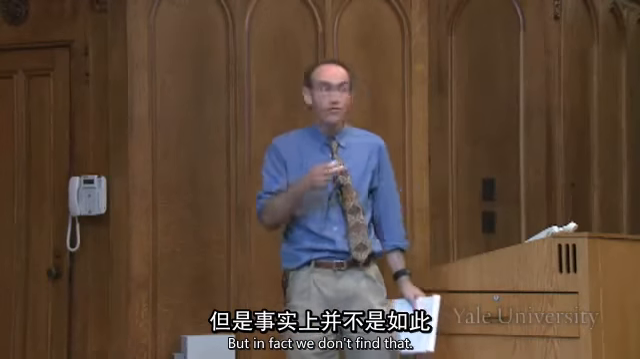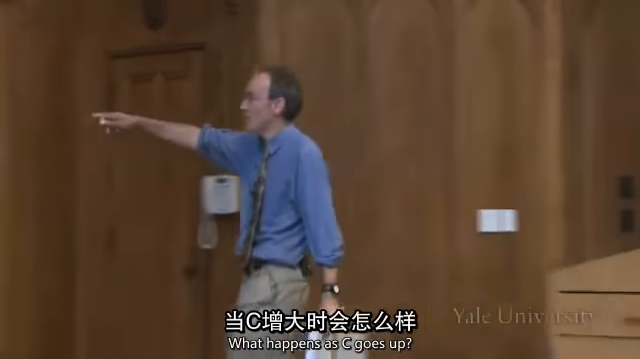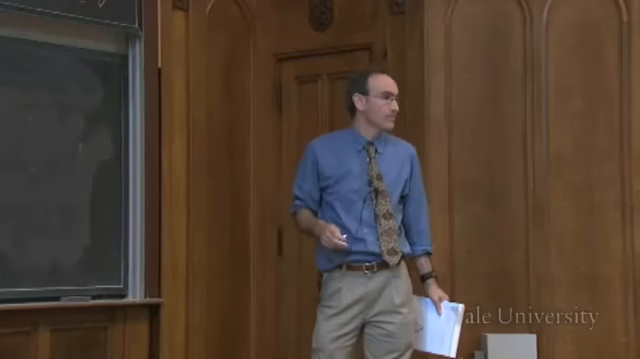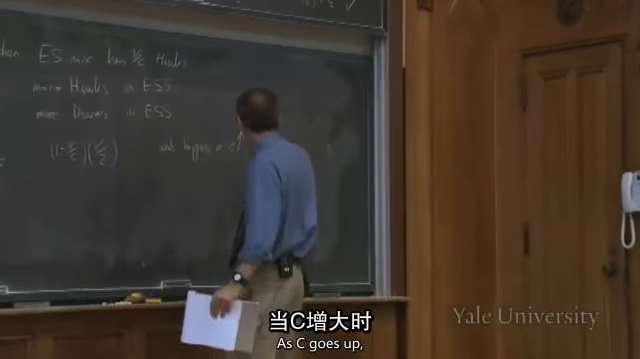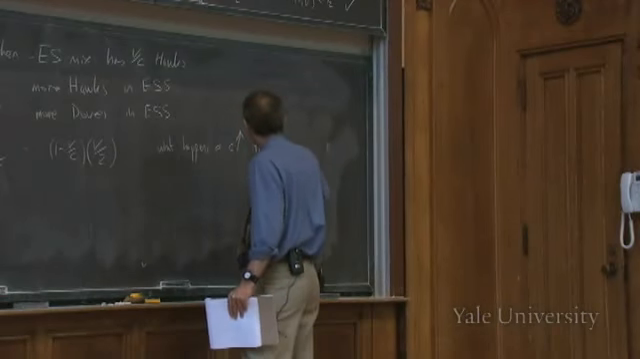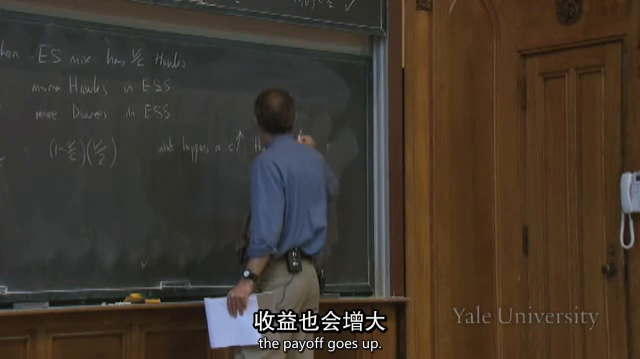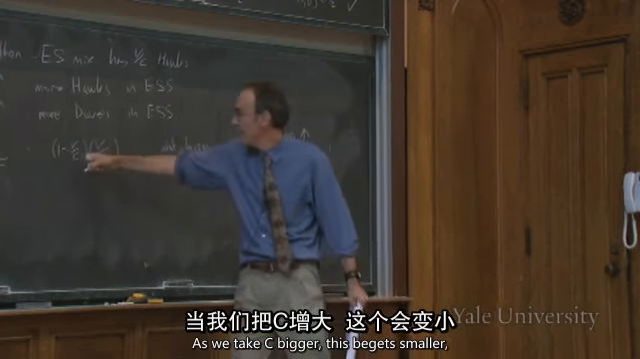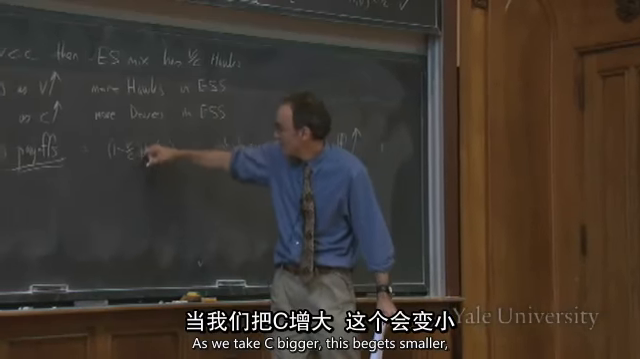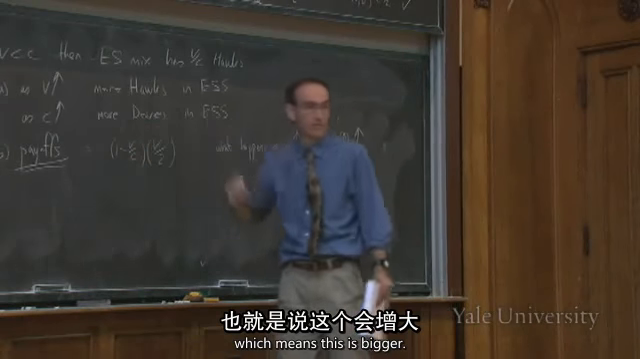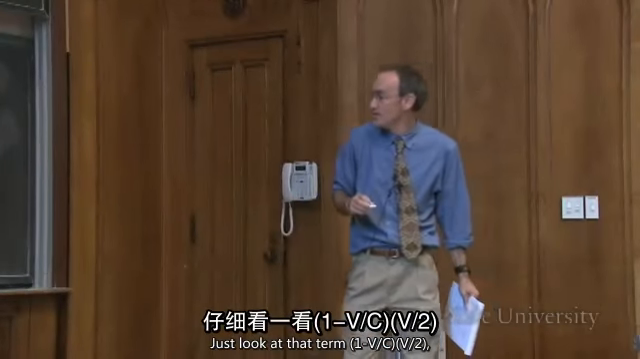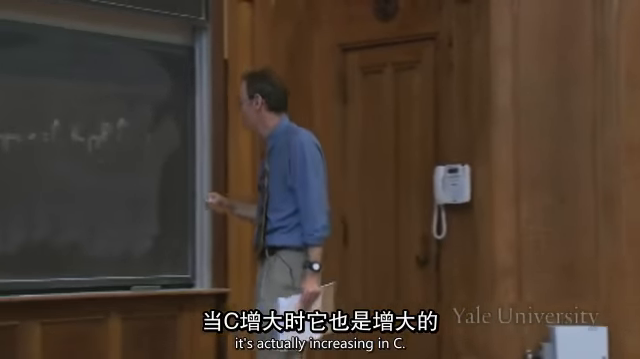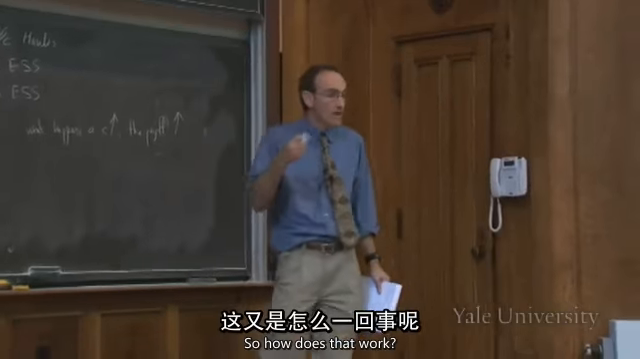But in fact, we don't find that. What happens as C goes up? The payoff goes up, right? As C goes up, the payoff goes up. If we take C bigger, this V on C gets smaller, which means this 1 minus V on C is bigger. All right, everyone see that? Just look at that term, 1 minus V over C times V over 2. It's actually increasing in C. So how does that work?